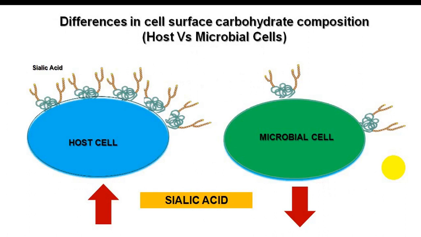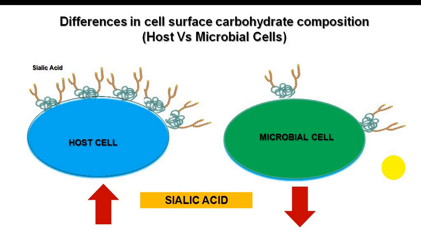Now, some of the differences. We have a difference in the cell membrane or carbohydrate composition between the host and the microbial cell. In the host cell, the sialic acid is more. In the microbial cell, the sialic acid is less. And since the host cell sialic acid is more, the host cell will not be immediately targeted by the fluid phase C3 convertase, whereas the microbial cell, owing to its low sialic acid content, will be easily targeted by the fluid phase C3 convertase of the alternate pathway.